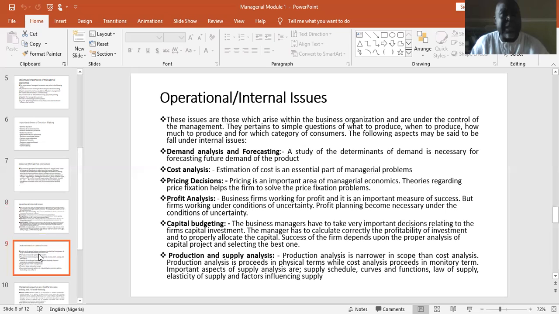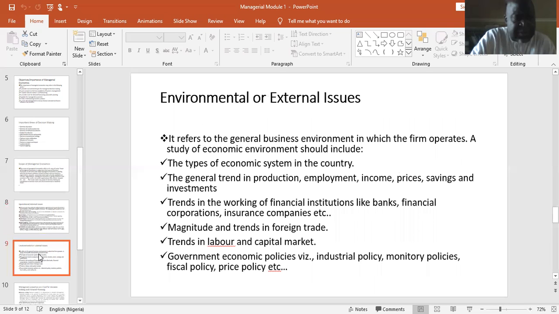Environmental or external issues. Those are issues that are outside the control of the farm, even sometimes outside the control of the industry. Now, this refers to the general business environment in which the farm operates. A study of the economic environment should include the type of economic system in the country. Are we running a socialist, a capitalist, or a mixed economy? The general trend in production and employment will comprise savings and investment, and the general economic trends and economic activities in the country. Trends in the working of financial institutions like banks, financial corporations, insurance companies.